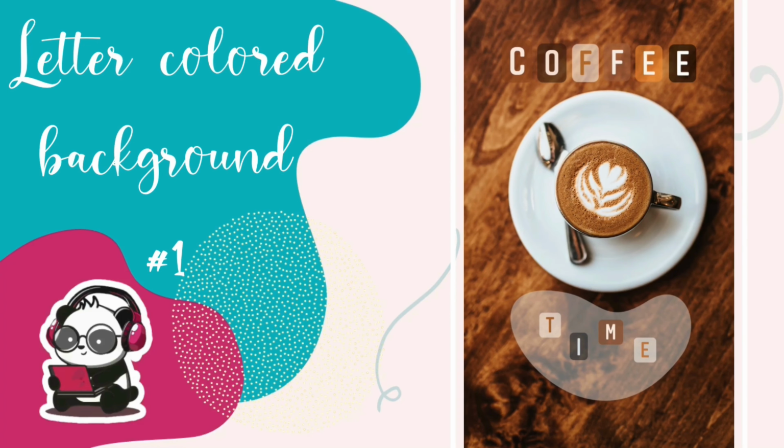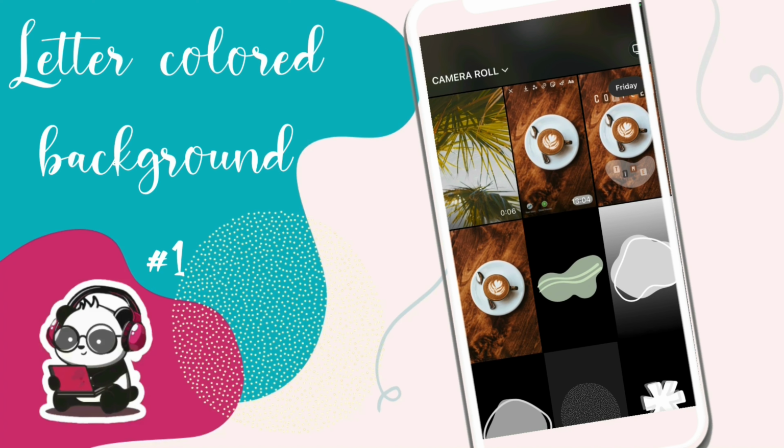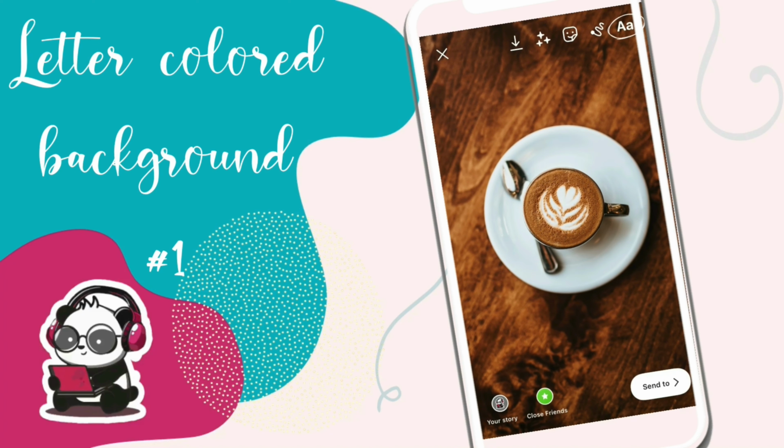So let's get straight to the point. Idea number 1. Letters with different background colors. This looks super nice and you can do it in no time. It's definitely going to catch the attention of your followers.